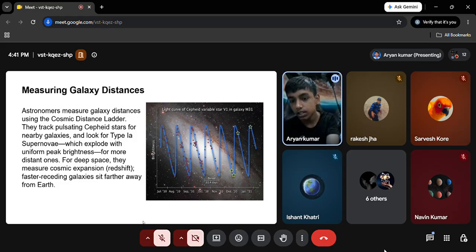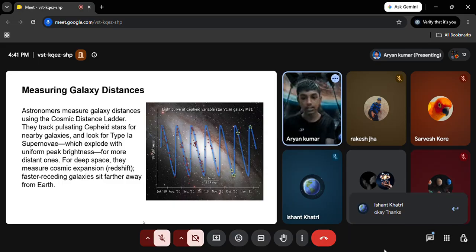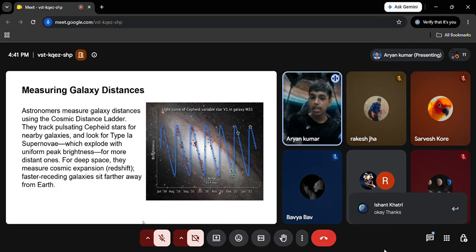So the picture there is the pulsating period of a real Cepheid star, and these Cepheid stars help us figure out the distances between large galaxies. Their pulsating periods are related to their luminosity, and from the luminosity we observe, we can use the inverse square law of light to figure out the distances between galaxies.